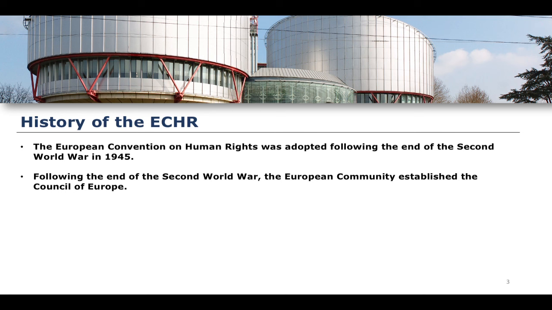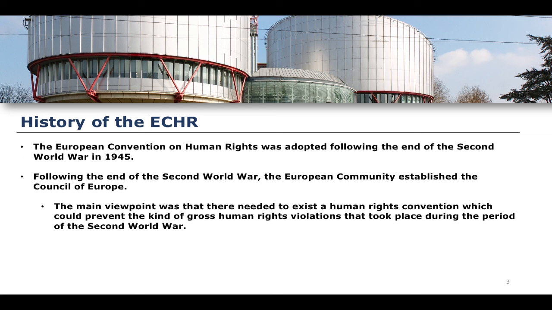The European community at the end of the Second World War establishes something known as the Council of Europe. And the main viewpoint here was that there needed to exist a certain human rights convention, the idea being that human rights conventions would be able to prevent the gross human rights violations which take place at the end, or during, should I say, the Second World War itself.